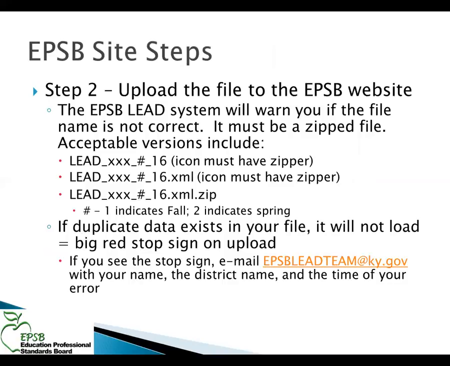When you upload the file to our website, our system will warn you if you have an incorrect file name. So if you've picked fall and it's spring, or if you've somehow missed an extension that's been put on there because it's like your third or fourth extract and it's added a parentheses, make sure to delete those off because our system really doesn't like those. So it's going to be lead underscore your district 3-digit number underscore and then fall or spring, the 1 or the 2, and then underscore 16 for the 15-16 school year.